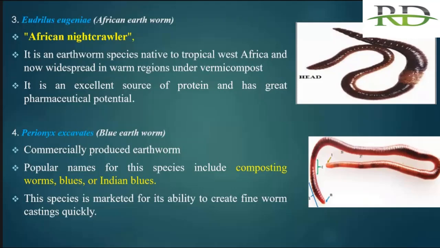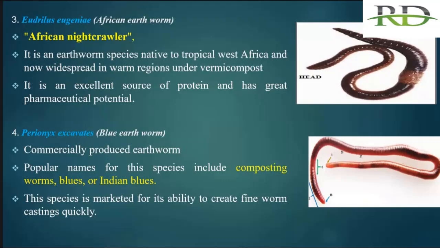Next, another one is Perionyx excavatus, commonly called the blue earthworm. This is a commercially produced earthworm. Popular names for this species include composting worms, blues, or Indian blues. This species is marked for its ability to create fine worm castings quickly, because it makes vermicompost in a very short time, and fine quality vermicast.